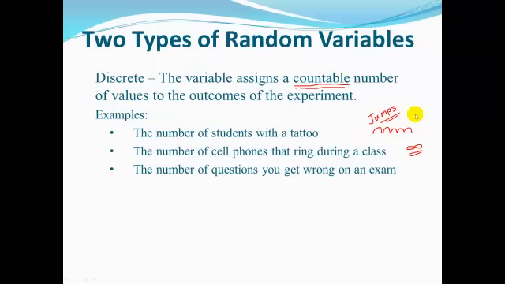Now, the reason that I'm talking about these two different types, discrete and continuous, is that the type of random variable we're working with helps us figure out how we're going to work with it.